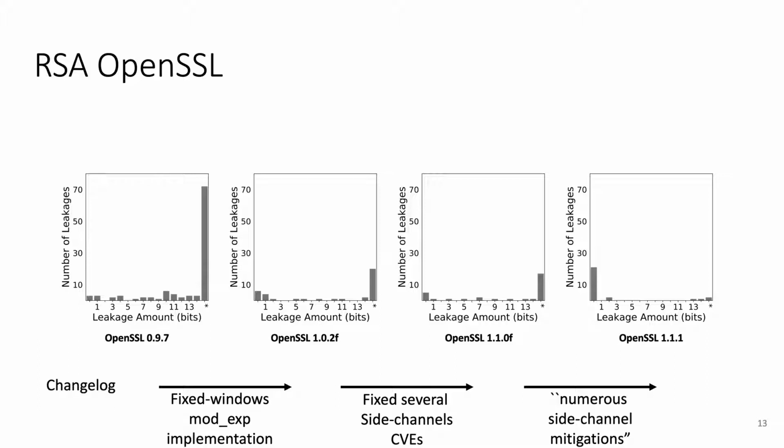OpenSSL developers have adopted several methods to mitigate side-channel leakages. With our tool, we find that most severe side-channel leakages are patched in recent OpenSSL versions.